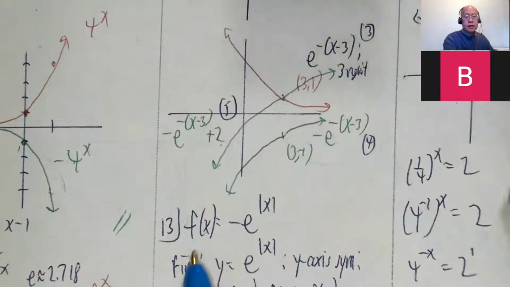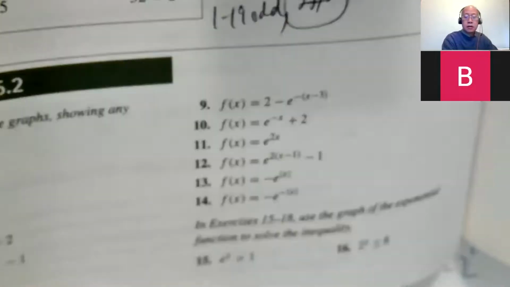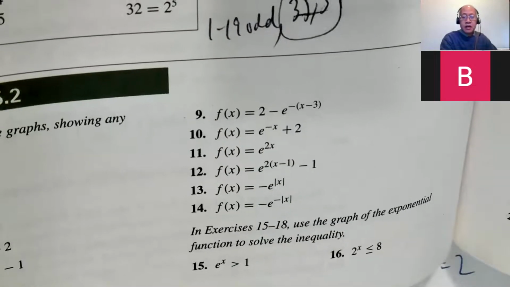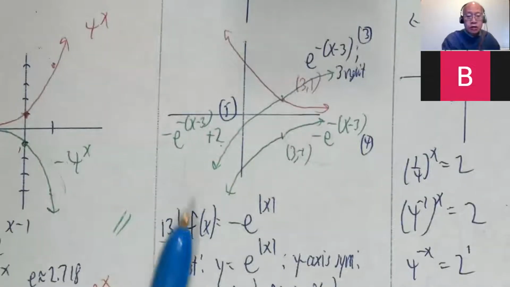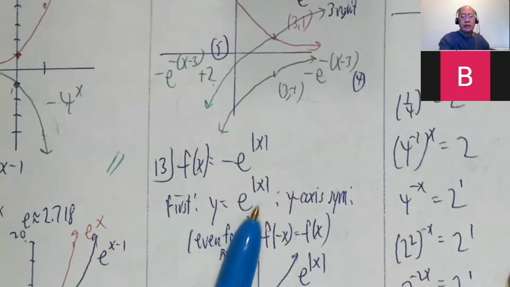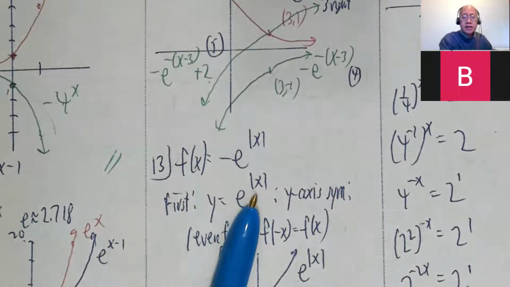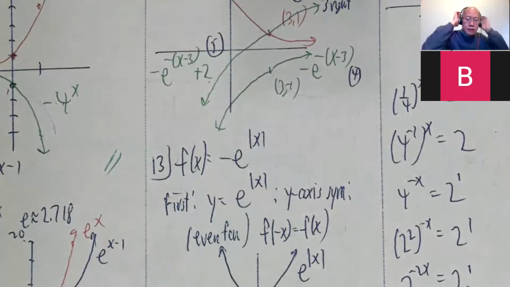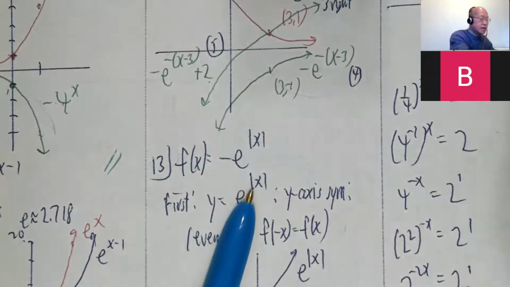Okay, 13 was a little bit weird. Negative e to the absolute value of x. So first, let me take y equals e to the absolute value of x. First thing I notice is this is an even function, which means I'm going to have symmetry with respect to the y-axis. So a big difference between this function and just a regular e to the x.